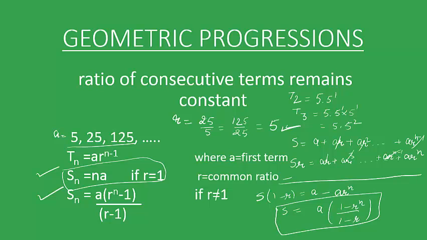I would request you to please memorize this formula, as it would be pretty straightforward. You will be given the first term and the common ratio, and you would have to calculate the sum till the nth term, or say the 12th term, 13th term, and so on. So just remember these formulas.